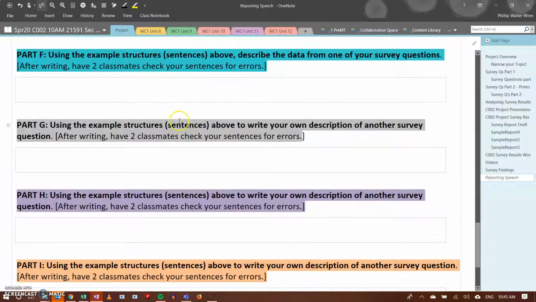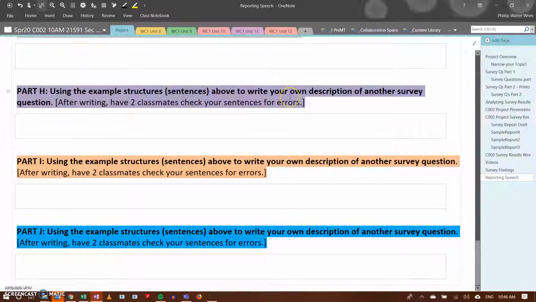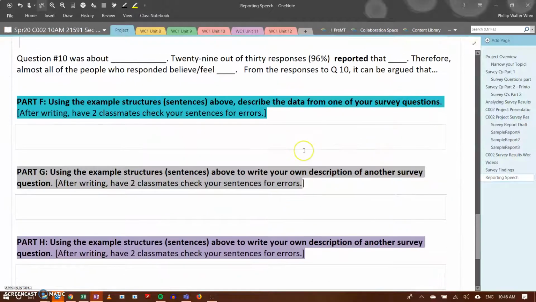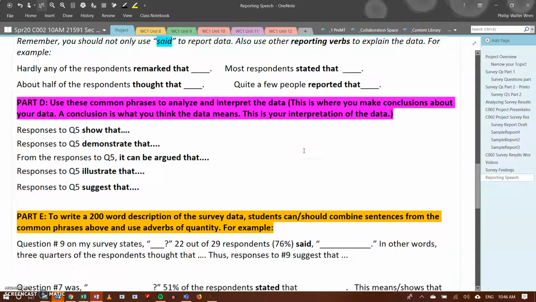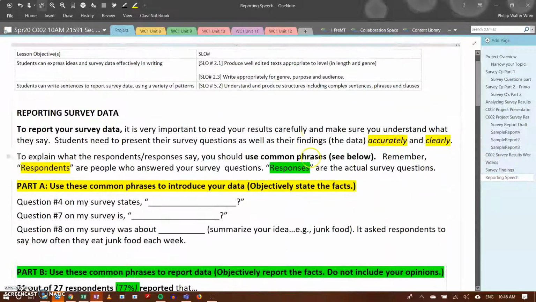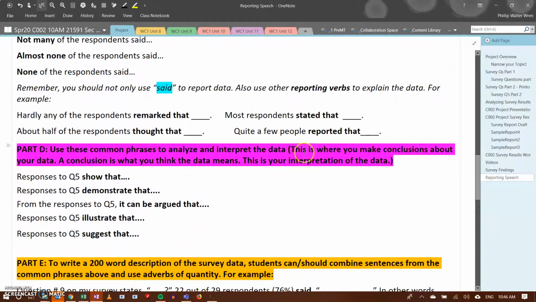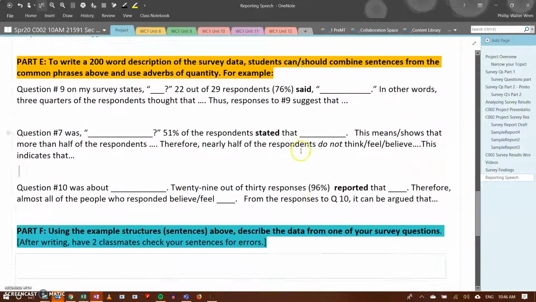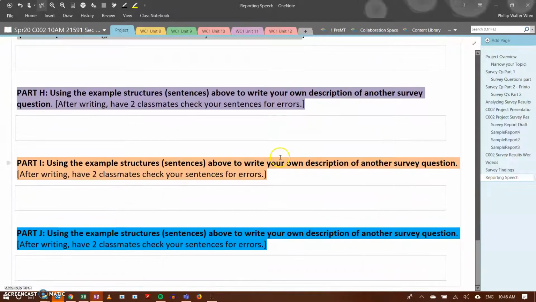So, next, what you need to do is use some of these example structures above. Describe data from one of your survey questions. Do this for at least 5 of your survey questions. Look specifically at the survey questions that you think answer your research question. What were you really trying to learn?